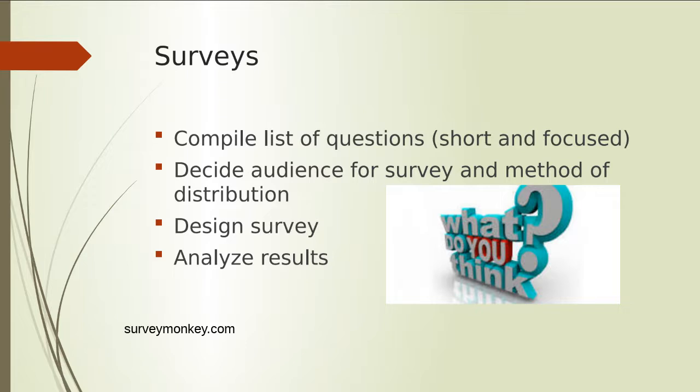So what you do when you're doing this type of field research, you compile a list of questions. They should be short and focused. You should decide on your audience. And by the way, the questions should not be skewed to get a certain type of response, right? And it should be sent not just to people who you think will agree with you. In a true survey, you're taking a random sample of people who are all along the spectrum and seeing what they think about your topic. And then you design it, and then you analyze the results. And if it's useful, then you use the information.